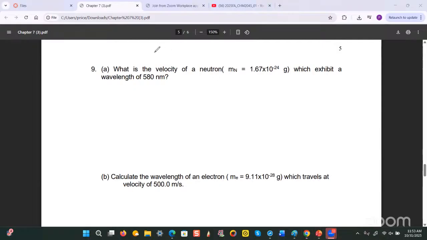So remember the equation I just gave you was this, right? Lambda is equal to h over mv. What the question is asking for is v, right? So we can rearrange this to get v is equal to h over m lambda. And then we put the numbers in. So h is 6.63 times 10 to the minus 34 joules second divided by m, which is the mass.